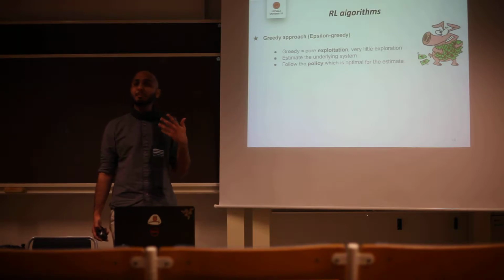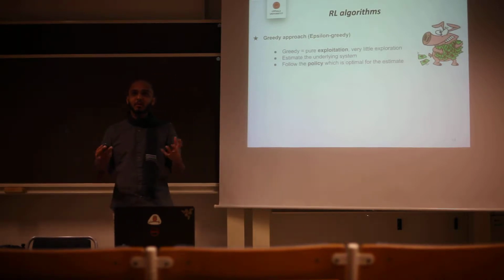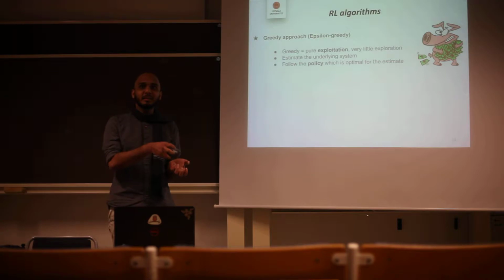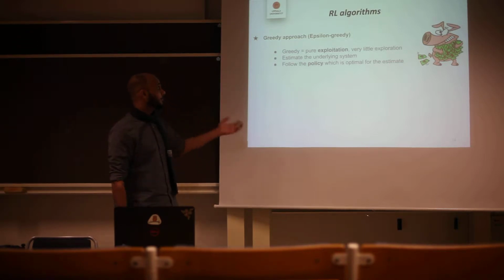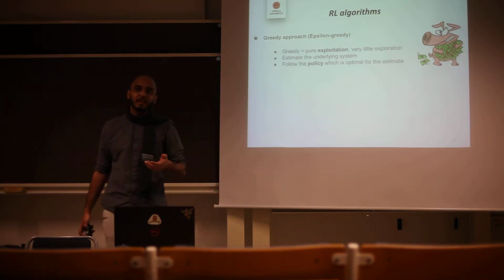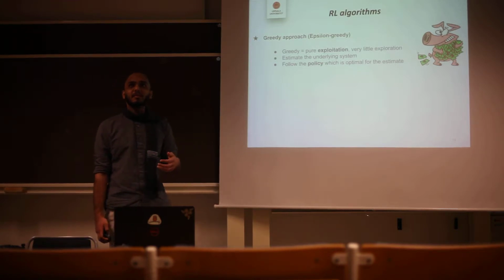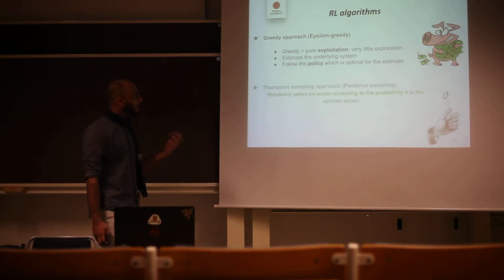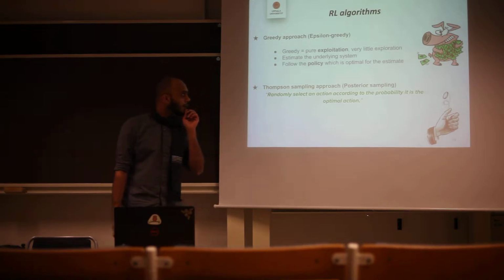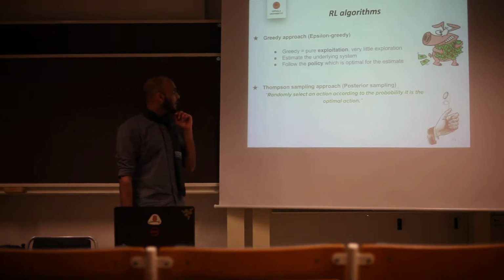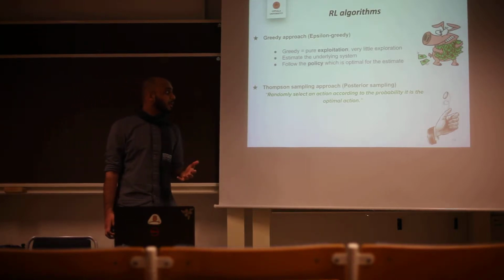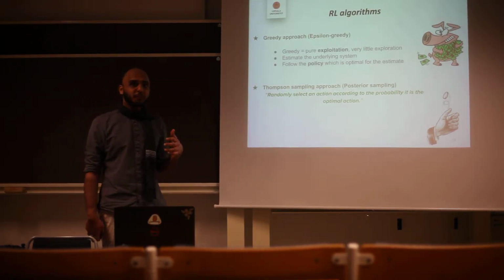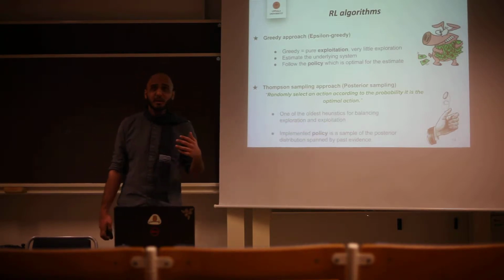The idea of a policy is essentially the golden rule that has been learned up until this point. So at every point the agent makes sure it follows the policy that it has learned, and that is the behavior of the agent in some sense. The other approach is called Thompson sampling, or posterior sampling, and here the objective is to randomly select an action according to the probability that it is an optimal action. It's one of the oldest heuristics for balancing.